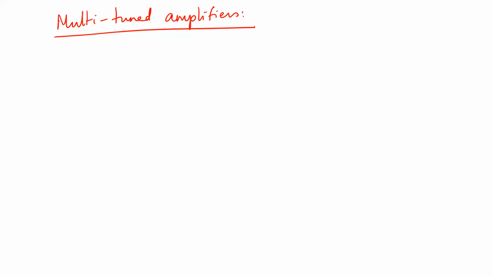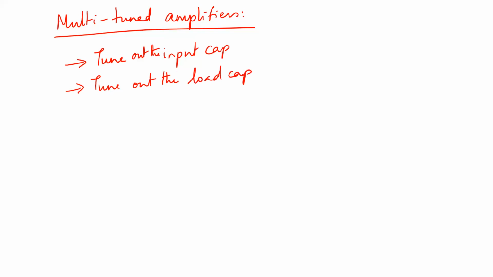multi-tuned amplifiers. In the previous example, I mentioned that you just assume that CL is large enough, and your resonant frequency is smaller than your omega P2. In some cases it might work, in some cases it may not be good enough. So what you need to do is tune out the input capacitance and also tune out the load capacitance. What do I mean by tune out? Basically put an inductor such that it takes care of your capacitor. I mean, you make it a resonant network.